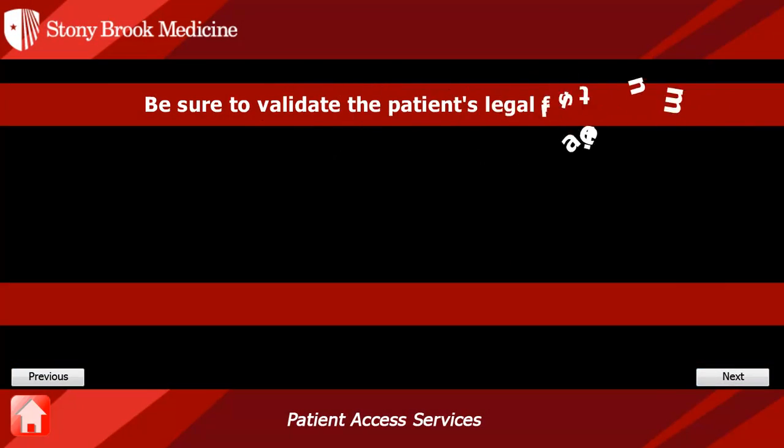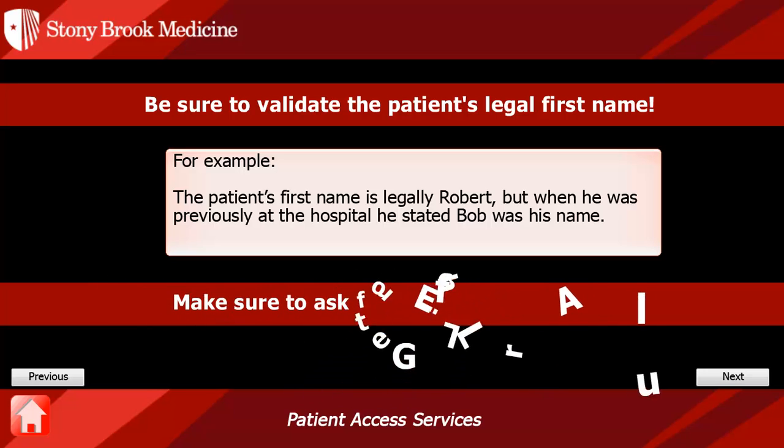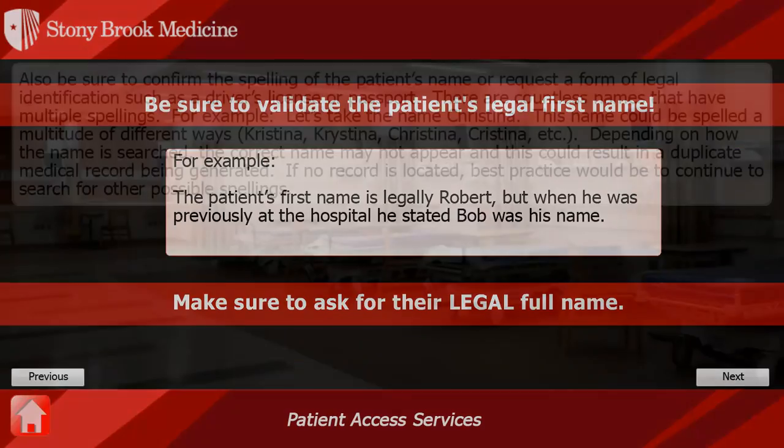Be sure to validate the patient's legal first name. They may have used a nickname in the past or possibly used their middle name instead of their legal first name. For example, the patient's first name is legally Robert, but when he was previously at the hospital, he stated Bob was his name. Make sure to ask for their legal full name. Key phrasing: Can you confirm your legal name?